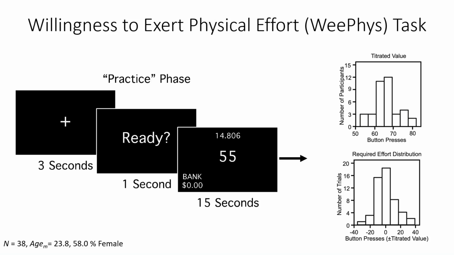Within the practice phase, participants are told to practice pressing a button with their right index finger as many times as possible within a 15-second window to get used to the task. We use the latter 3 of 4 practice trials as a titrated value to get an indication of their baseline ability to button press. You can see on the upper right, that's our distribution of titrated values for the participants in this study. Individuals do vary at baseline in their ability to expend effort. And then on the bottom right, you can see the distribution of required effort expenditure. The titrated value is at the center of that distribution, and we build required effort expenditure for each trial around that in a fairly normal way.